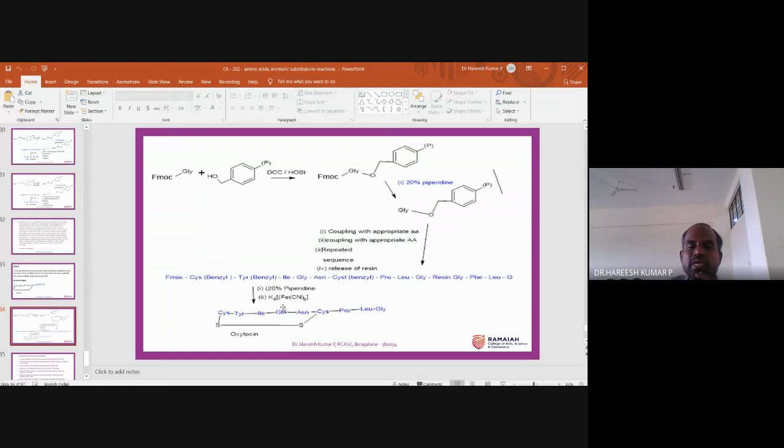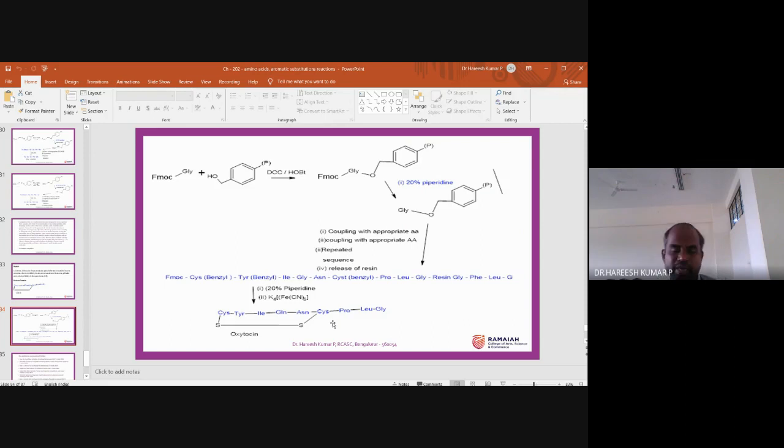It converts SH and SH to an S single bond S, the disulfide linkage. So the disulfide linkage is formed by the reagent called an oxidizing agent. It's called potassium ferricyanide. And what is obtained? The obtained one is oxytocin. So there are questions on this oxytocin. Write the structure of oxytocin. And also there are questions on oxytocin. So give the solid phase peptide synthesis of oxytocin.